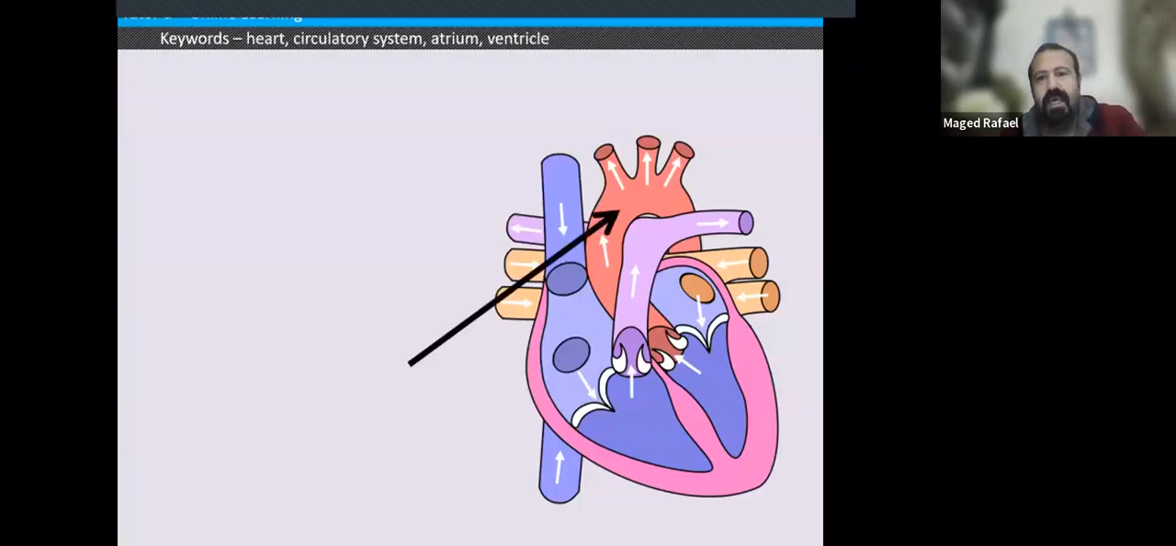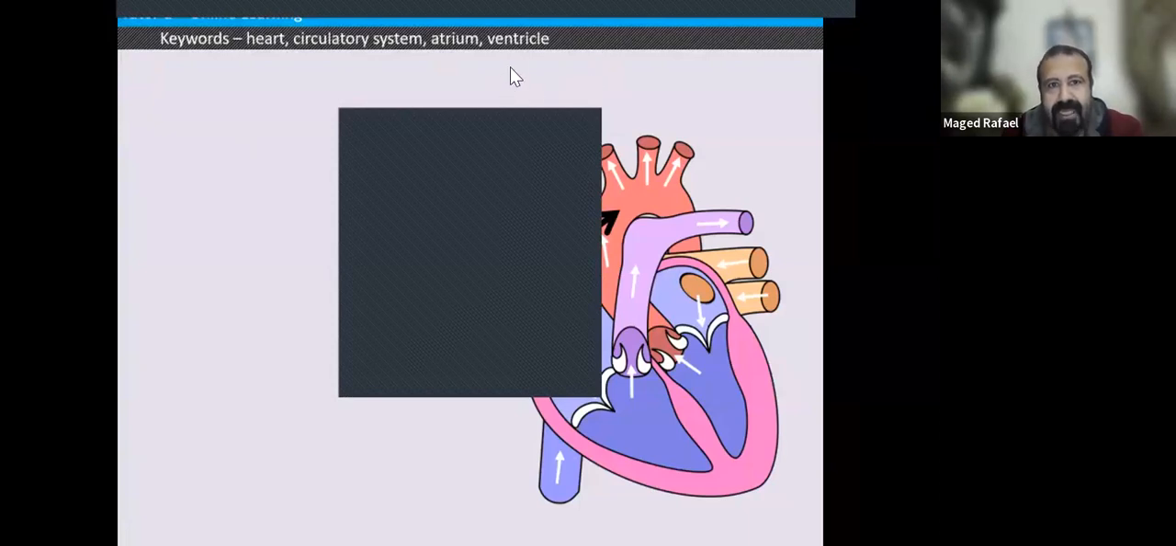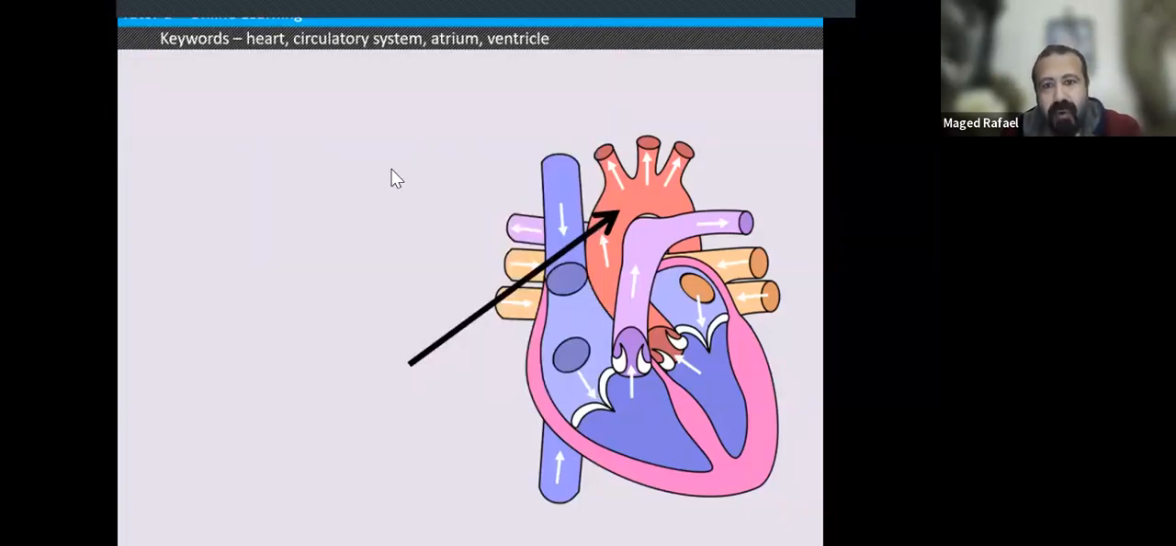What about this largest artery coming from the left side? The name of this? Aorta. Perfect. Aorta. Exactly. No, Salma, this is aorta. This is aorta. The artery that takes blood away from the heart to the rest of the body, this is aorta.